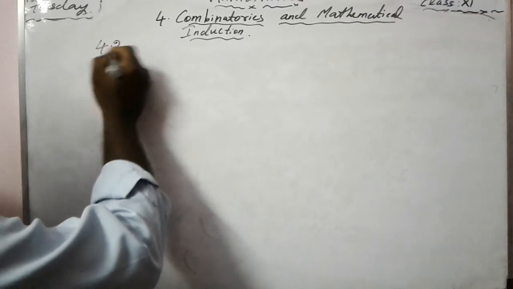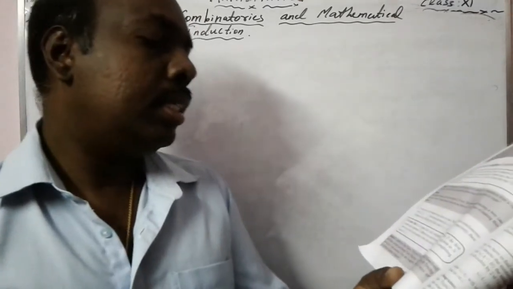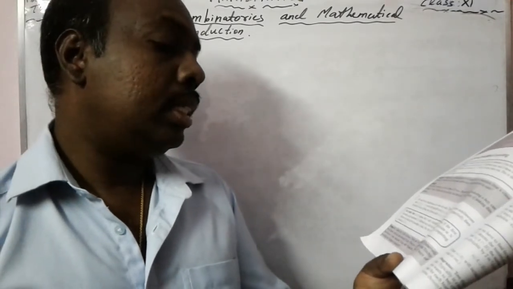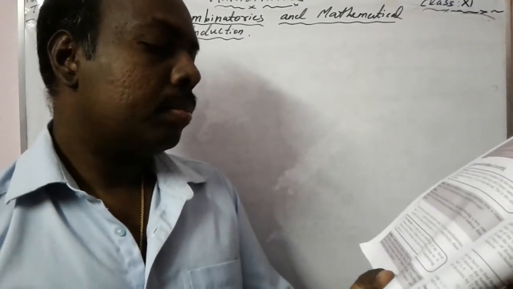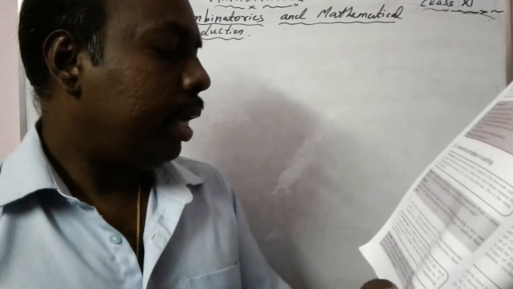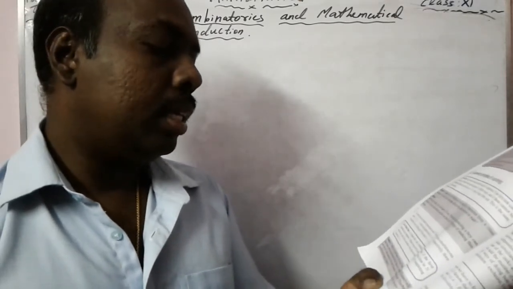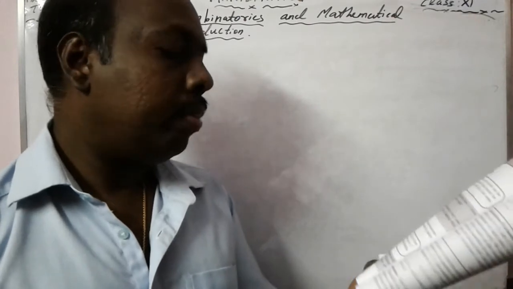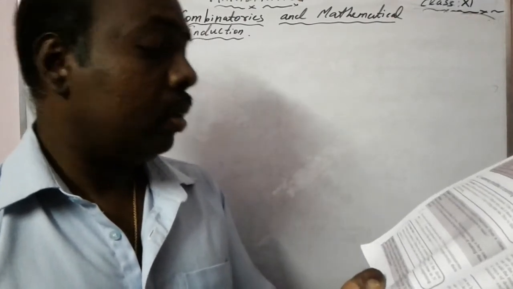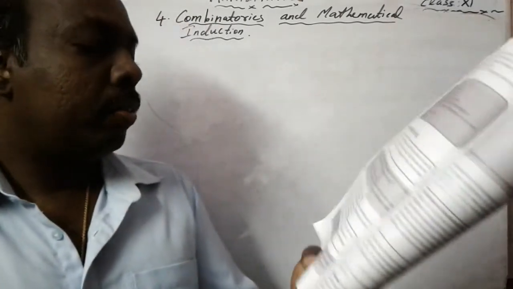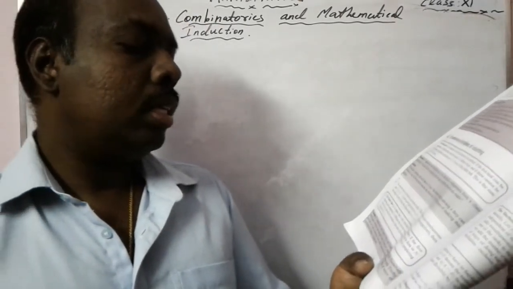Example 4.2. Consider the three cities, Chennai, Tiruchi and Tirunelveli. In order to reach Tirunelveli from Chennai, one has to pass through Tiruchi. There are two roads connecting Chennai with Tiruchi, and there are three roads connecting Tiruchi with Tirunelveli. What are the total number of ways of travelling from Chennai to Tirunelveli?